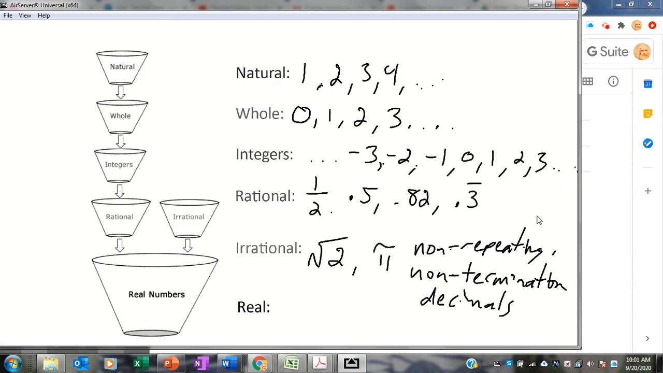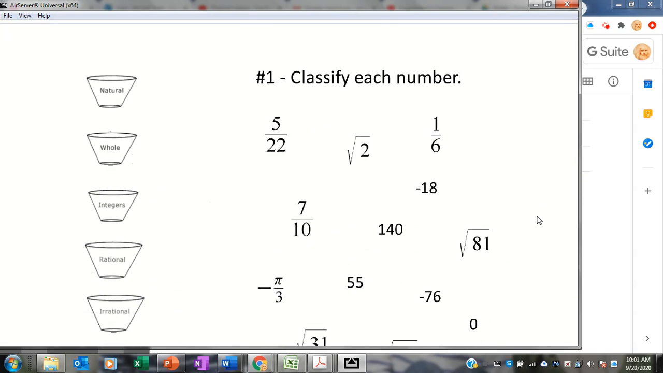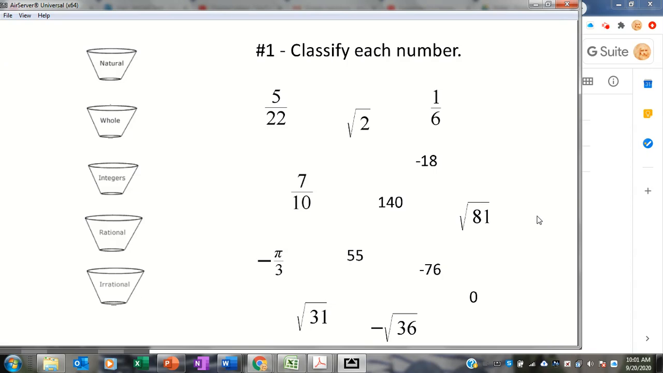They don't stop. Real numbers are all of the above. They include all of the numbers that you see above. Real numbers are natural, whole, integers, rational, and irrational. So let's go over here, and now we're going to classify each of these numbers. I'm going to use a highlighter. I think that's going to be the easiest for me. I just have to get a few more colors here.